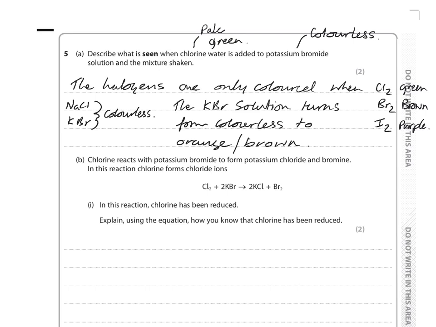Now that question in a way is made easier if you go down to part B, because it actually gives you an equation for the reaction that's happening in part A. It says chlorine reacts with potassium bromide, well that's what you were given up there, to form potassium chloride and bromine. So it actually tells you what's made and gives you a symbol equation for it. In this reaction, chlorine forms chloride ions. So chlorine changes to potassium chloride. In this reaction, chlorine has been reduced. Explain using the equation how you know that chlorine has been reduced.